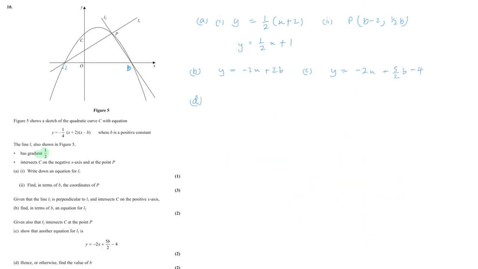Now part D, hence or otherwise find b. Well, this equation and this equation are the same, so we can make them equal, make the y's equal. So minus 2x plus 2b equals minus 2x plus 5 over 2b minus 4. Cancel the minus 2x's. Take the 2b to the right, that'll leave me with a half b, and the 4 to the other side, and then times by 2, so b equals 8. And there we have it.